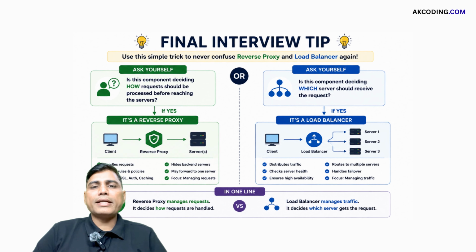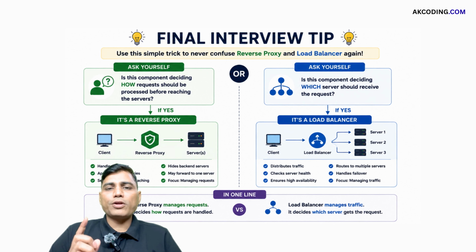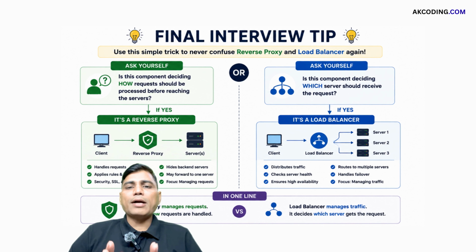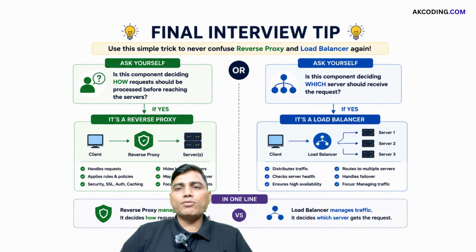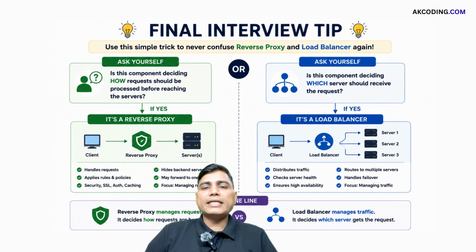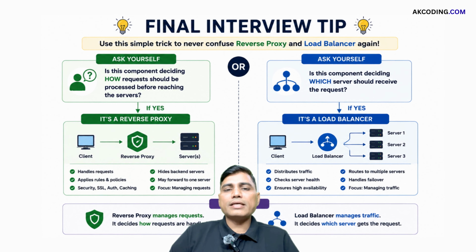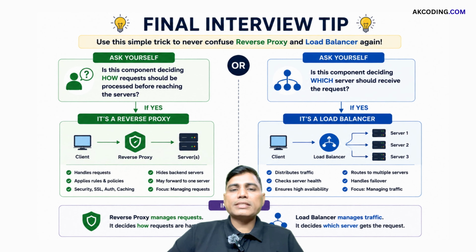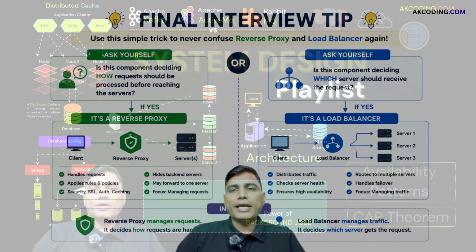There is a simple trick to never confuse them again. Ask yourself one question: is this component deciding how requests should be processed? That is a reverse proxy. Or is it deciding which server should receive the request? That is a load balancer. One manages requests and the other manages traffic distribution. That's simple, right? That's it.